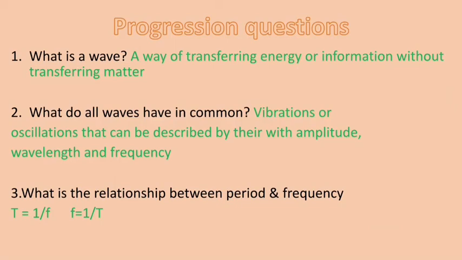What do all waves have in common? Vibrations or oscillations, and we can talk about their amplitude, wavelength and frequency. And number 3, which is quite hard, the relationship between period and frequency is that inverse relationship. So period is 1 over frequency, or frequency is 1 over the period. That's tricky. Take time to go back over this video, make sure you understand these basics before you move on.